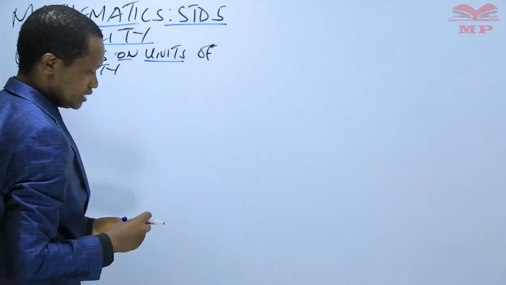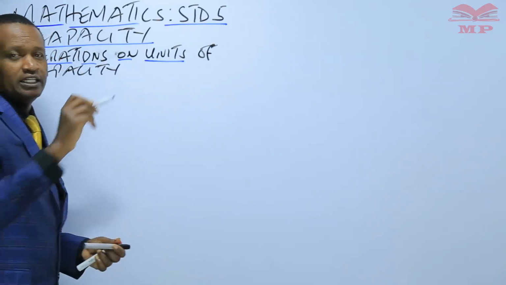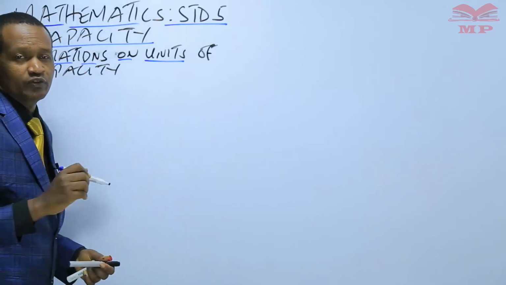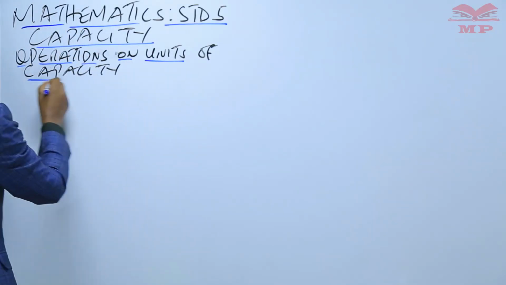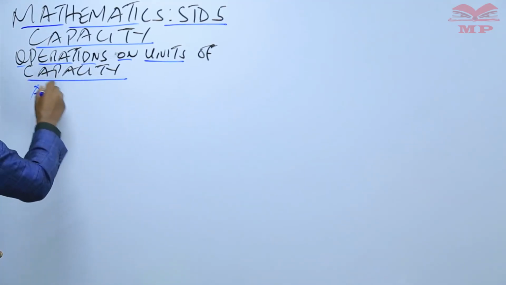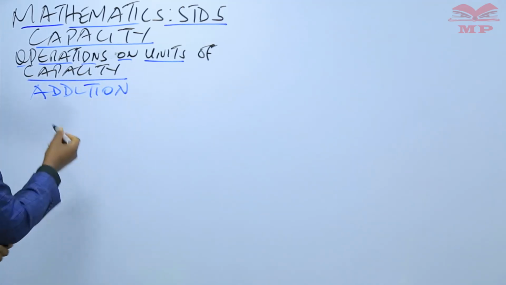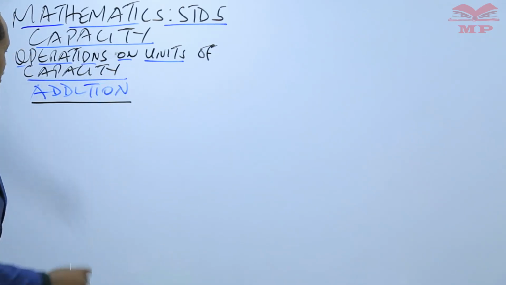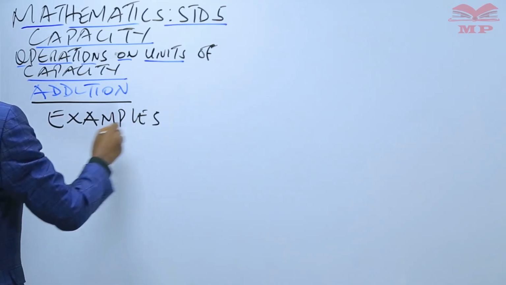These are the milliliters, the deciliters, and the liters. Liter is a unit of capacity. Milliliter is a unit of capacity, and deciliter is also a unit of capacity. Today we will concentrate on addition. We are going to work out some examples here on the board on how to add the units of capacity.